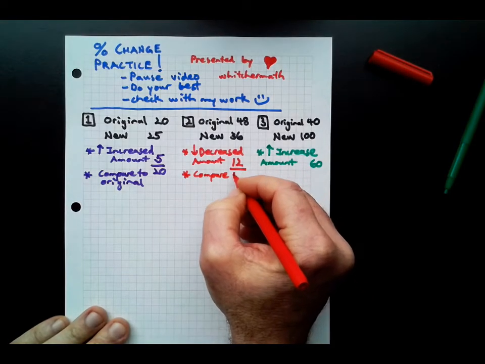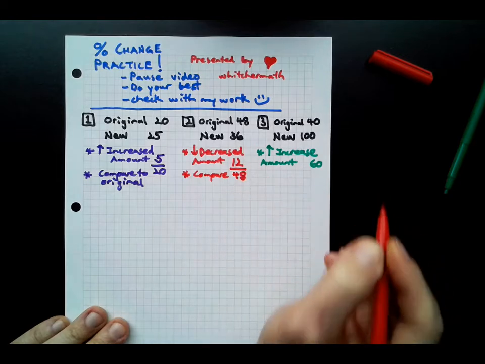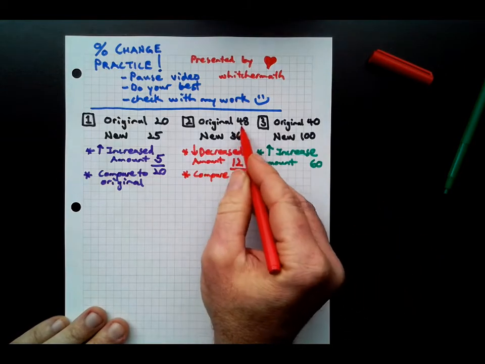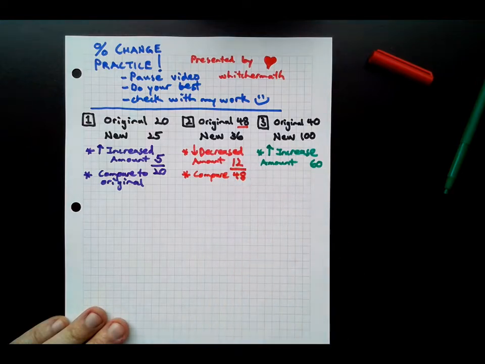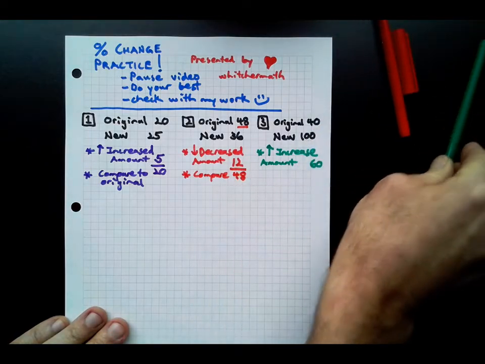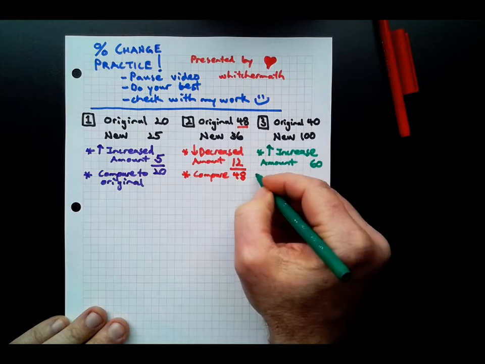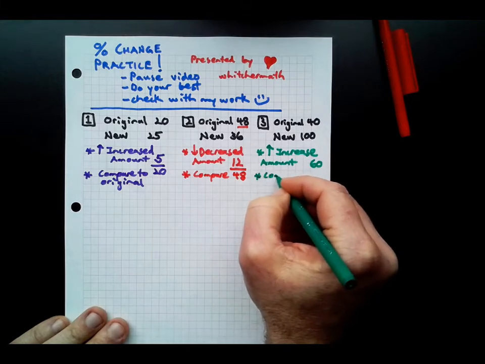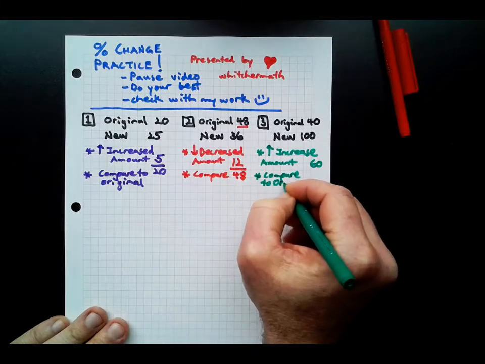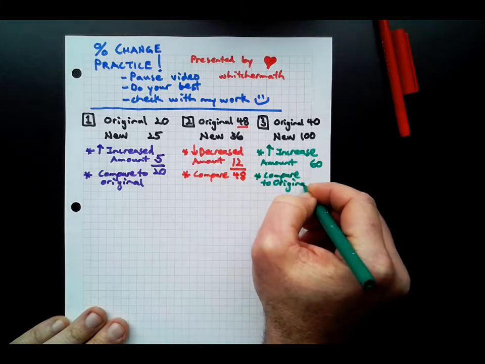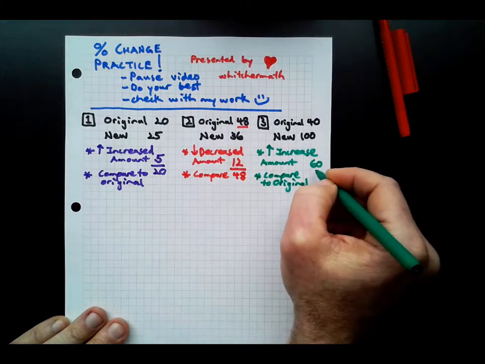The original in this case is 48. That's the original from up there. It's the denominator down here in our comparison ratio. And now let's go green. The comparison to the original here. What's the original? Right, it is 40.